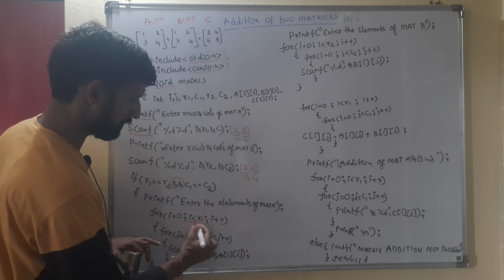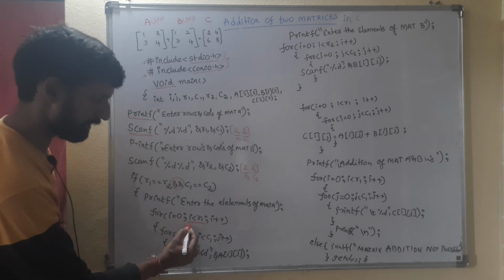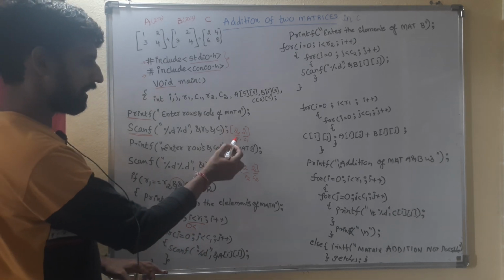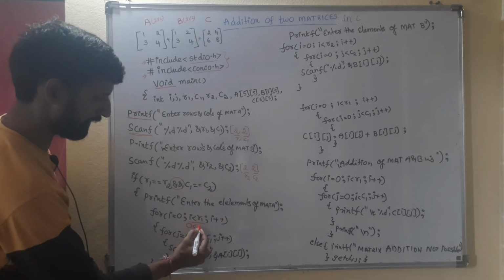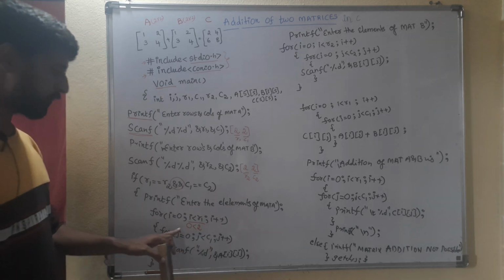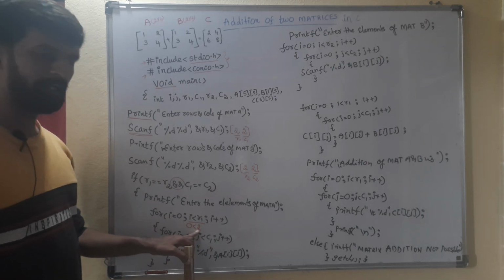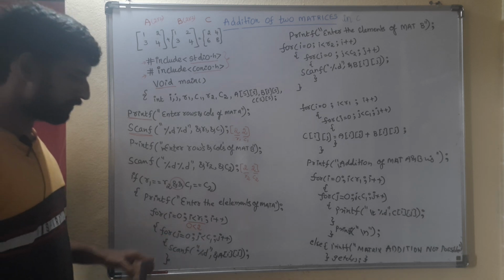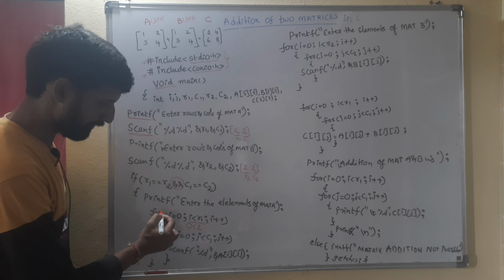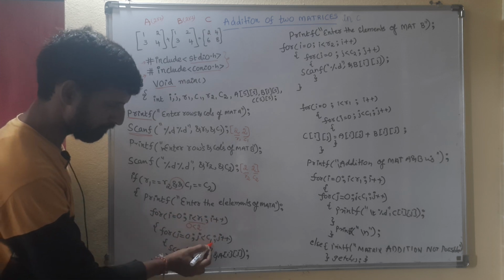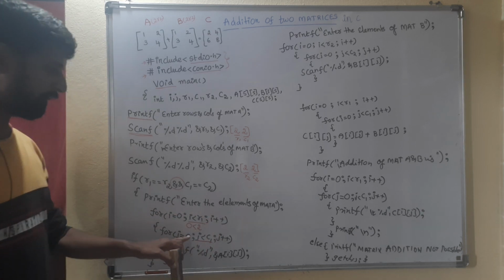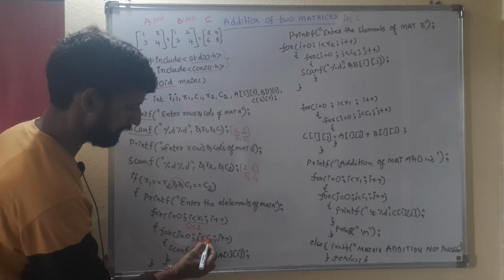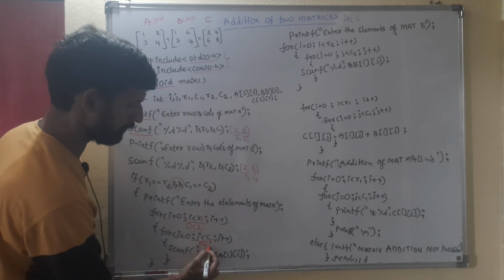So what is this one? The i value is initially 0. Is it less than, what is the value of R1? R1 is 2 here. 0 is less than 2. So when the value 0 is less than 2, the condition is true. Again, when the condition is true in the for loop, the compiler goes to the next for loop. So what is the value of this j? j is 0, less than, what is the value of C1 in the given input? 2.